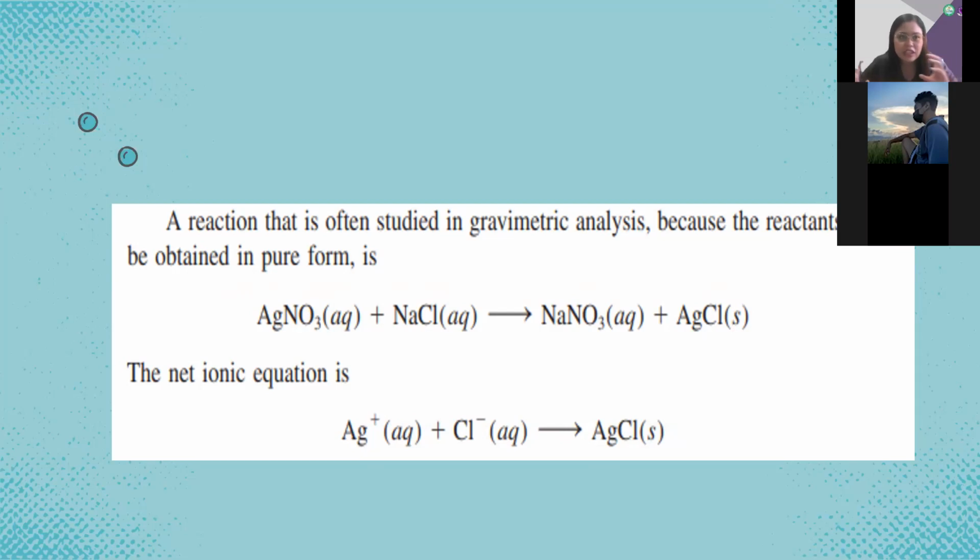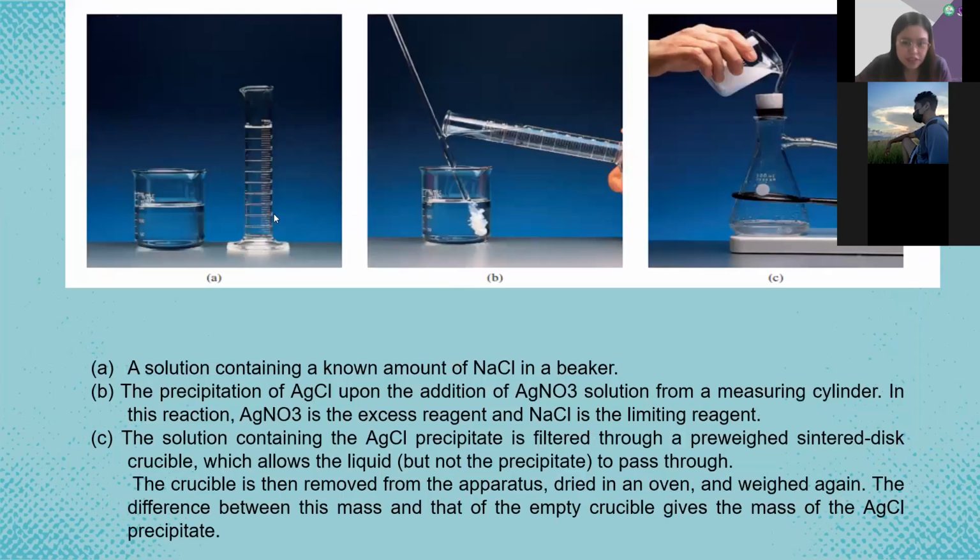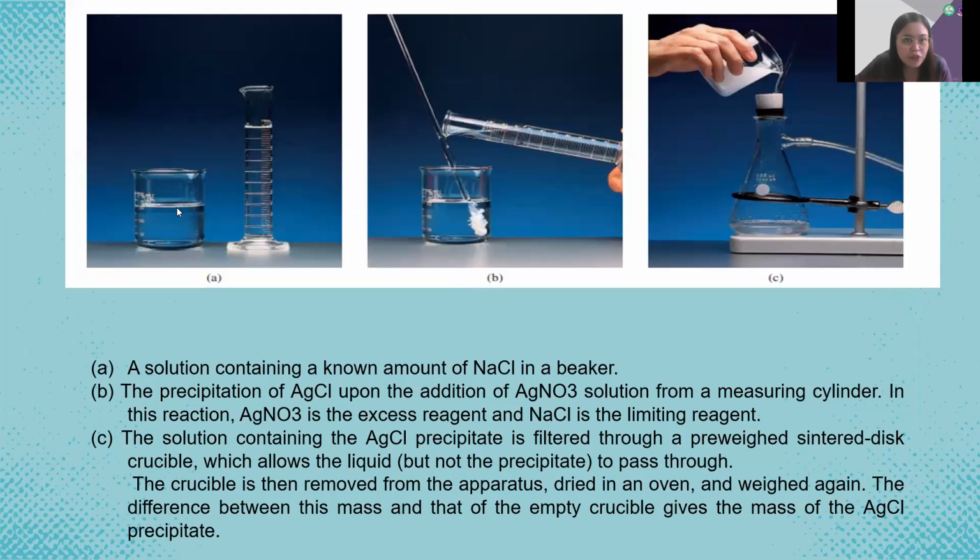So parang ganito din, class, yung gravimetric analysis. As long as there will be the formation of a solid precipitate, we can push through with the method or the procedure. So in the laboratory, since we cannot really do this by now, we have here illustrations sa ginagawa natin. We have here A, B, and C.